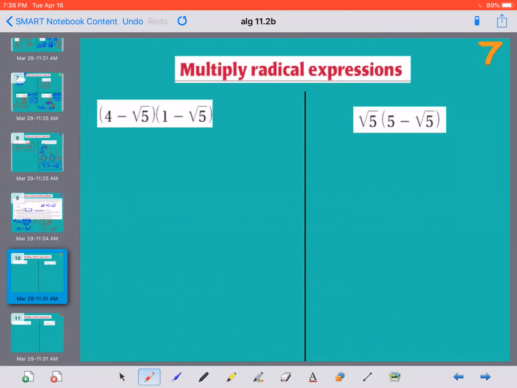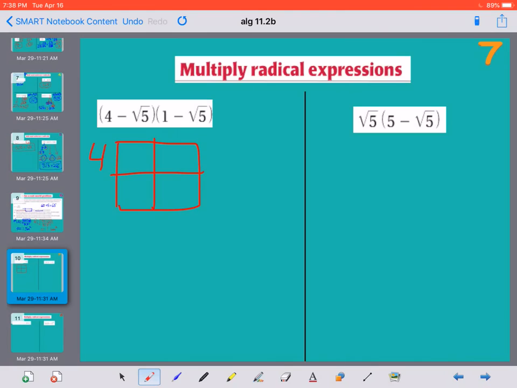Alright, now multiplying radical expressions. So we talked about adding and subtracting. Now we're going to talk about multiplying. So when we multiply these, we have basically something that looks like when we factored trinomials. So we're going to do the same thing we did then, and I'm going to draw a 2x2 box to help me multiply.